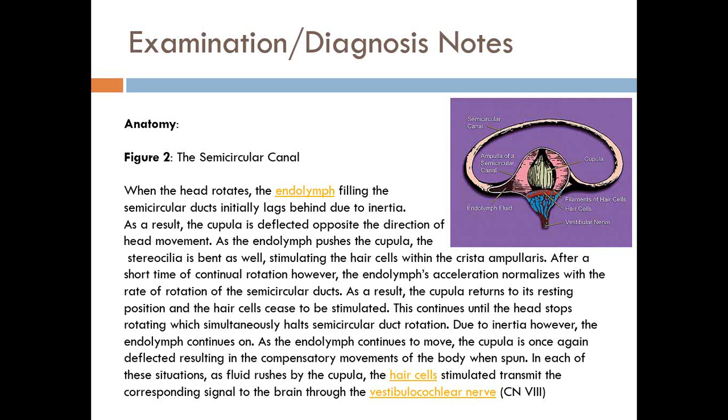After a short time of continual rotation, however, so if, for example, we decide we're going to make ourselves dizzy and turn around in a circle, in this case, the endolymph's acceleration normalizes with the rate of rotation of the semicircular duct.